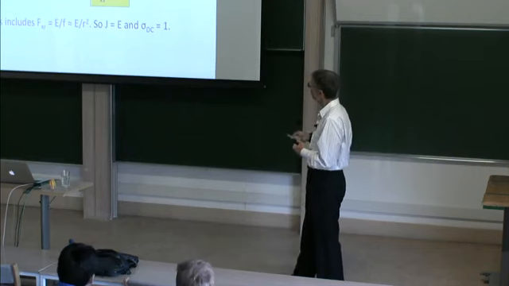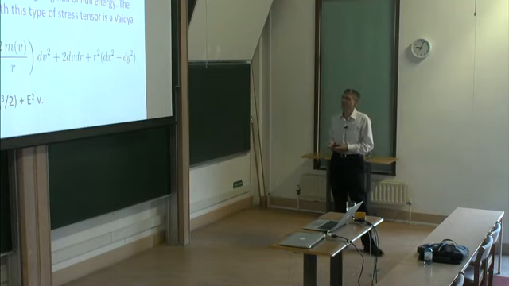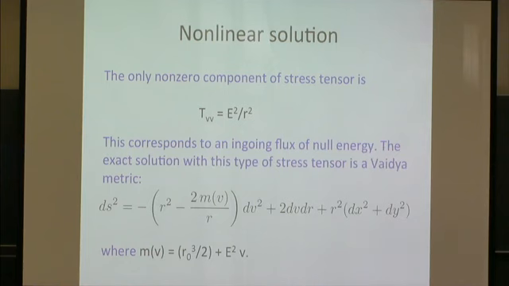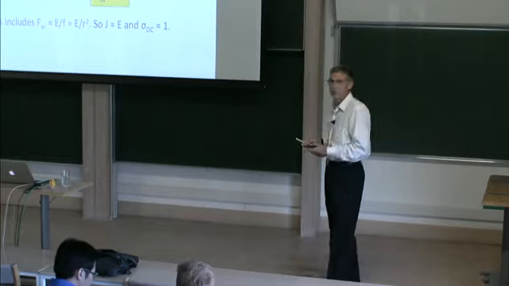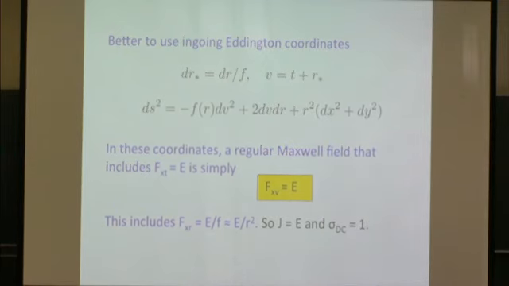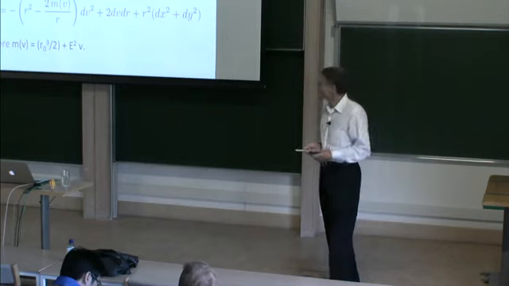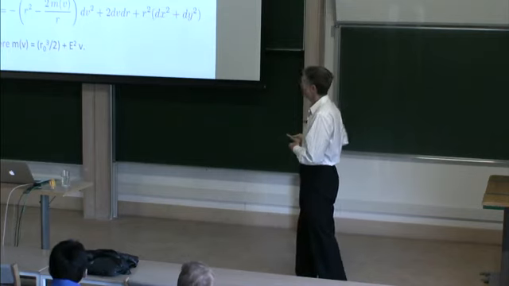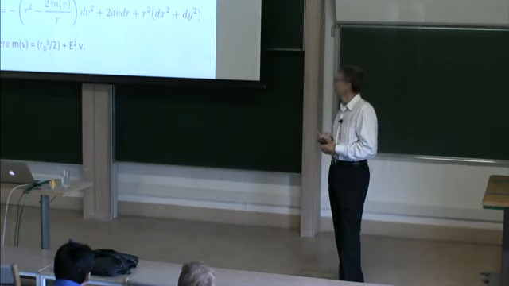Well, this is computed using linear response, but now it's easy to write down the nonlinear solution. This Maxwell field is null. There's no vv component in the inverse metric. dv is null. And so the only non-zero component of the stress tensor is a vv component, which goes like E squared over r squared. And that corresponds to an ingoing flux of null energy.